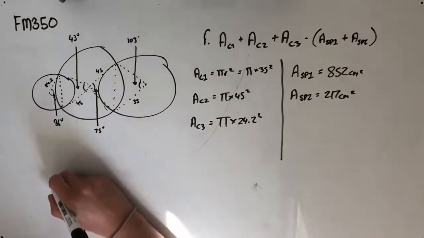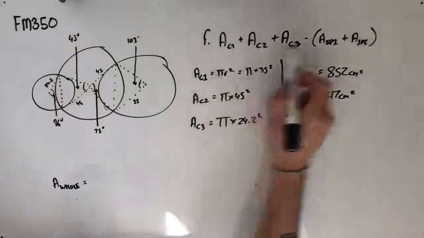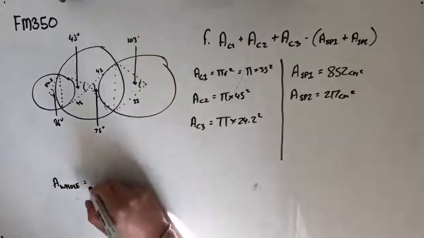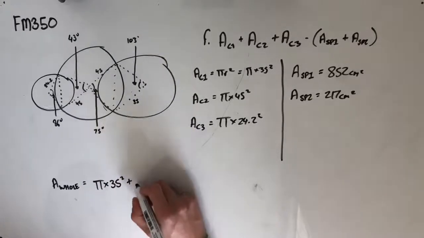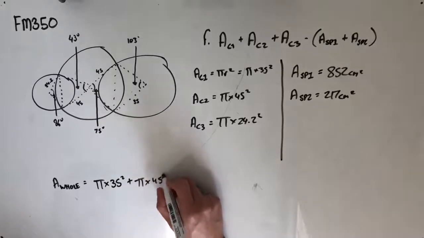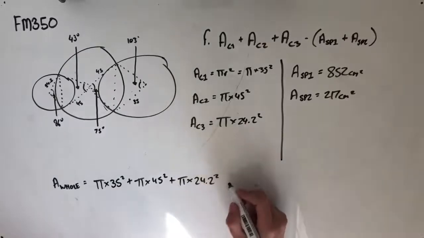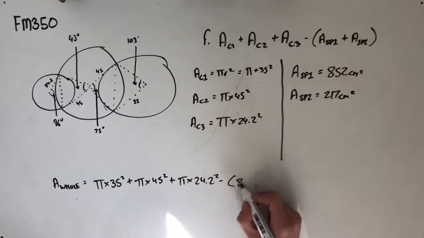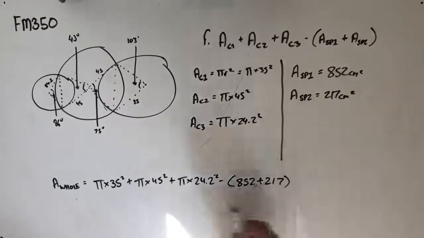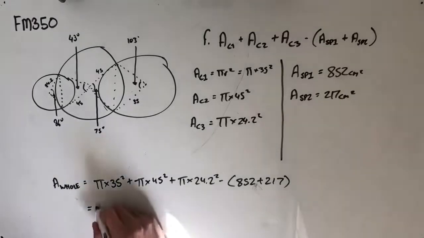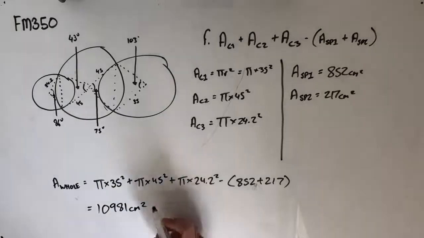So in order to find the area of the whole Venn diagram, we're going to put all this together. We're going to put pi times 35 squared plus pi times 45 squared plus pi times 24.2 squared, and we're going to subtract 852 plus 217 centimeters to get a whole area of 10,981 centimeters squared when we round to the nearest square centimeter.